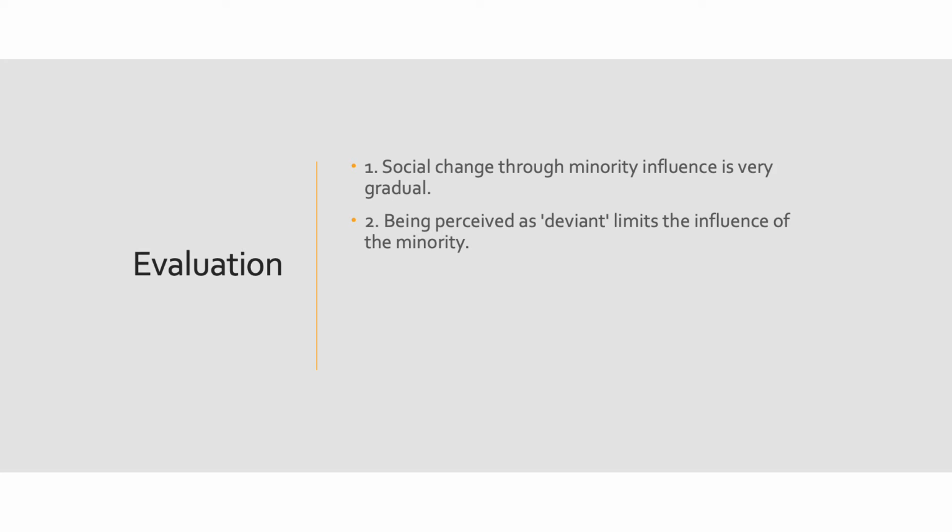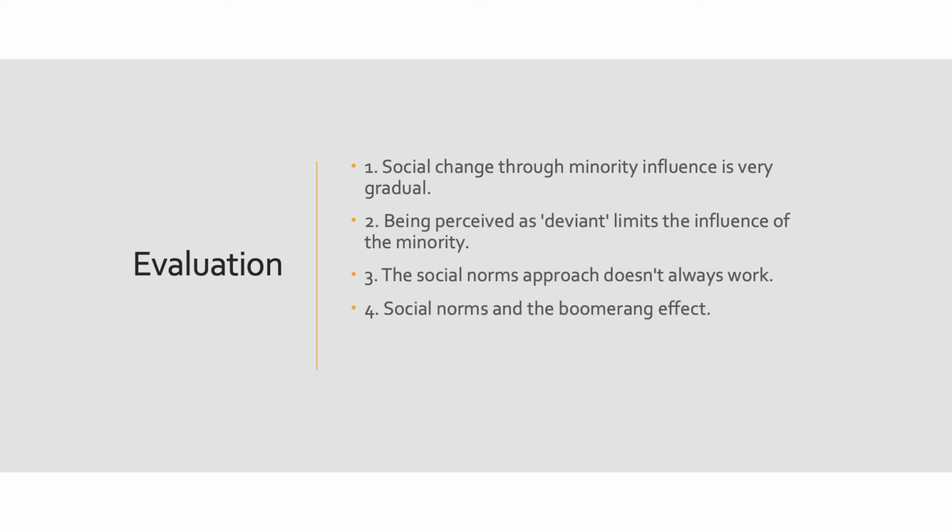Number 2, being perceived as deviant limits the influence of the minority. Number 3, social norms approach doesn't always work. And social norms and the boomerang effect. And then we're going to look at a way of overcoming the deviant minority by looking at the Communist Manifesto.